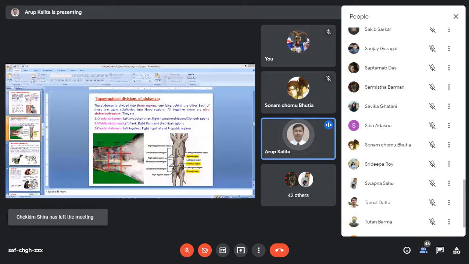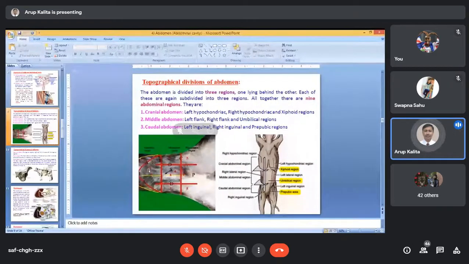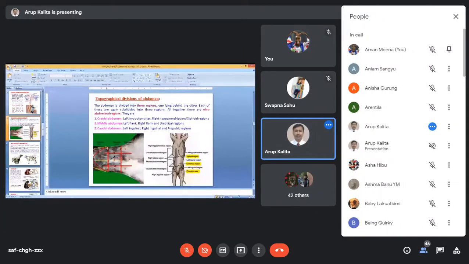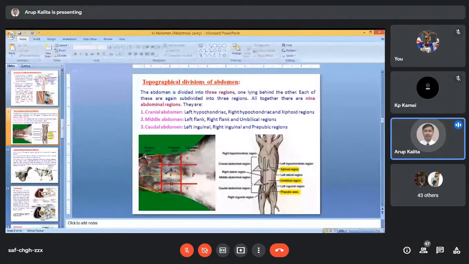Now here in this photograph, this is the dorsoventral position of the animal. This part is the cranial abdomen. And this part is the middle abdomen. And from here to here is the caudal abdomen. Now for the cranial abdomen, this is the line drawn from the last rib. And there is another line from the elbow joint to the stifle joint. So all these lines will form the three abdomen regions.